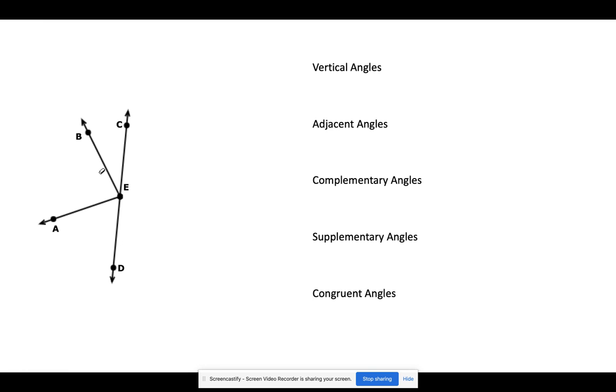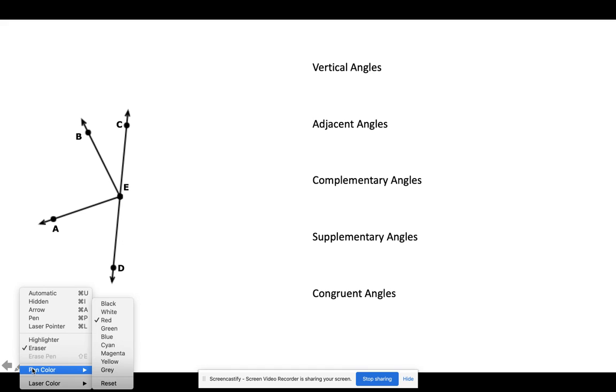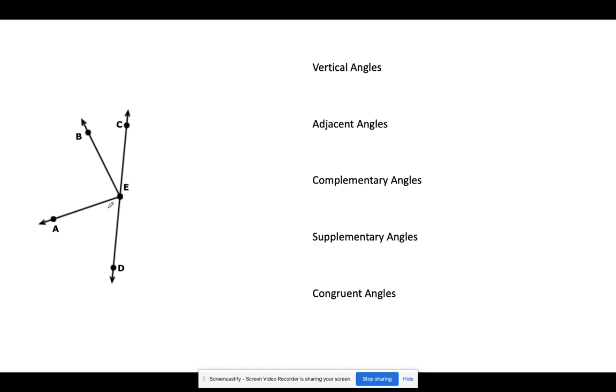For instance, if I was to somehow get my pen here, this angle here would be adjacent to this angle here. And be careful on how you write them, because now we would say angle BEA is adjacent to angle DEA.